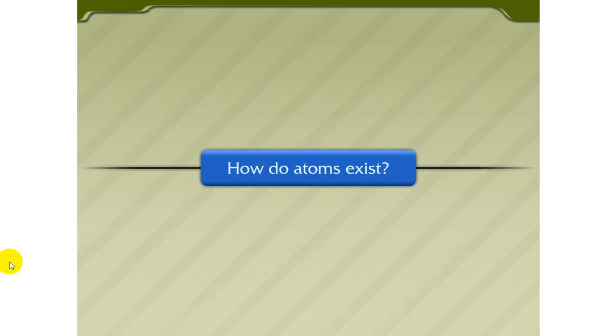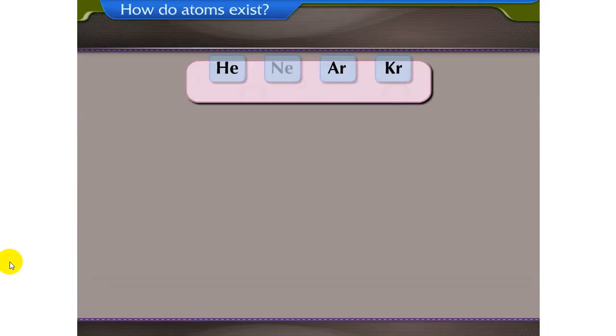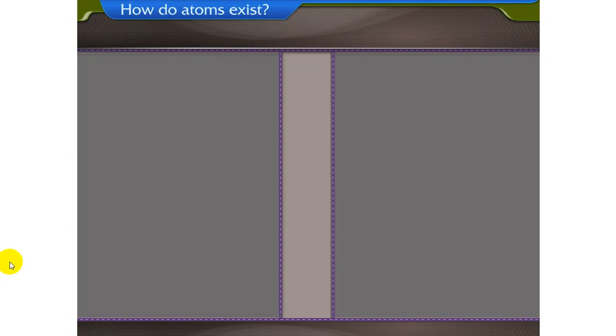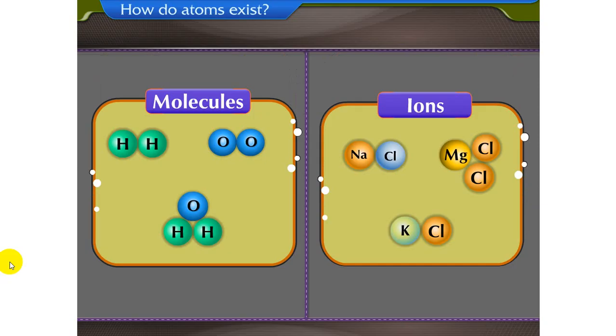How do atoms exist? Atoms of few elements like noble gases like helium, neon, argon and krypton, etc. exist in the free state, that is, as single atoms. But most of the elements being chemically reactive do not exist in the free state. They either exist as molecules or as ions.